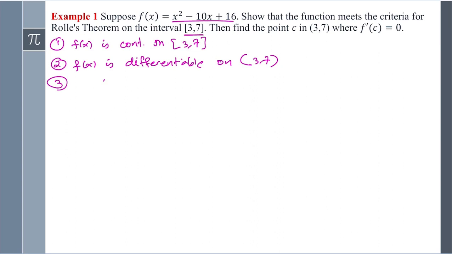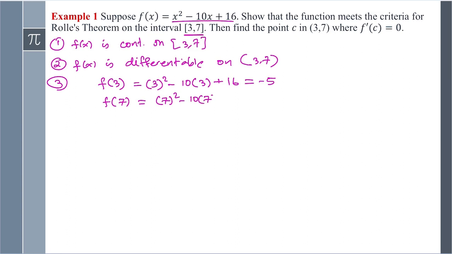So we need to find f of 3, which is basically you are going to plug that number into our function. So 3 squared minus 10 times 3 plus 16, and that gives us -5. Similarly, let's find f of b, or f of 7. Again, 7 squared minus 10 times 7 plus 16. Again, this gives us -5. So here we have f of a equals f of b.